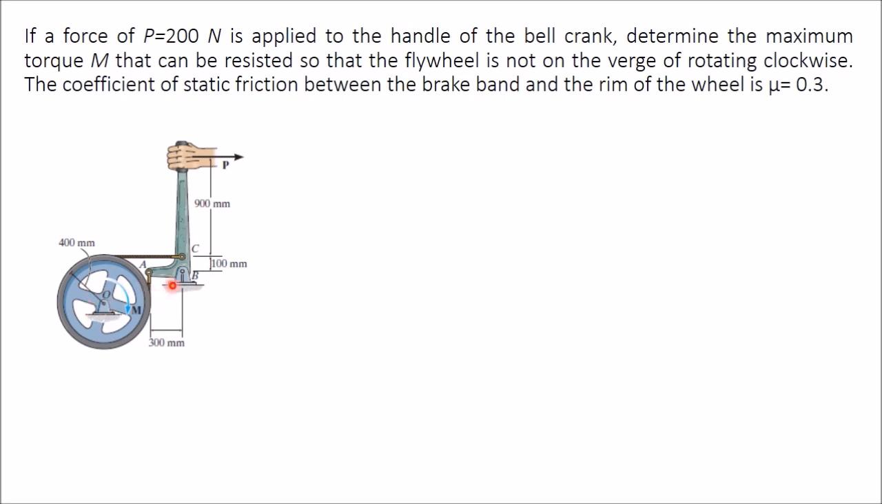This is my flywheel. The coefficient of static friction between the brake band and the rim of the wheel is mu equal to 0.3. Now the coefficient of friction between this belt material and this flywheel is given, that is 0.3. For analyzing this, we draw the free body diagram of the drum and the free body diagram of this lever. So first let's draw the free body diagram of the drum.